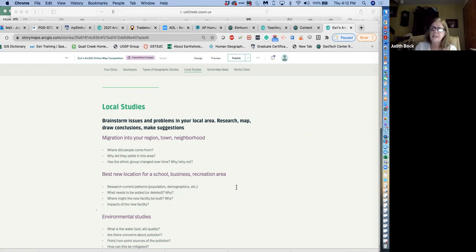So again, you may be looking at more of a national or international scale in your studies, but then for the contest, you can bring it down and look at the local scale. And kids also get a little bit better idea of the terminology and the concepts behind that.